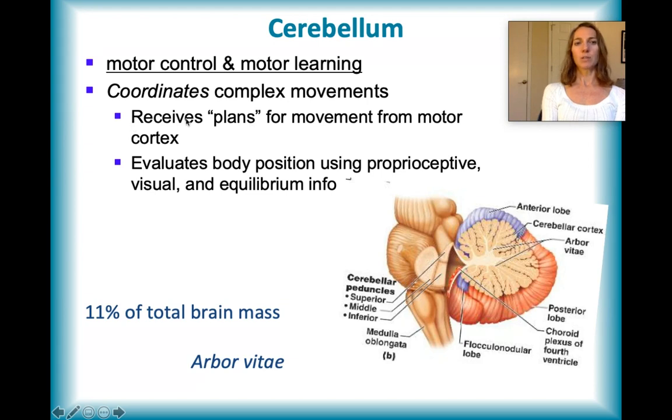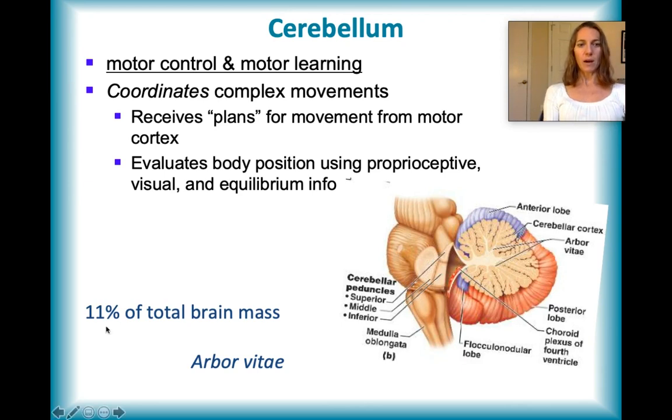I like these descriptions, so you can think about this region as receiving plans or blueprints for movement from our primary motor cortex. But in addition, the cerebellum is going to be taking in information about our body's position in space. That's going to be coming from proprioceptive centers in our joints, coming from visual input, coming from our semicircular canals in our inner ear. So the cerebellum is coordinating all of that and allowing us to make these complex movements.